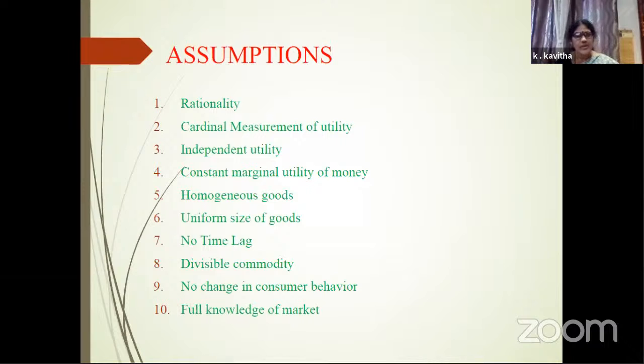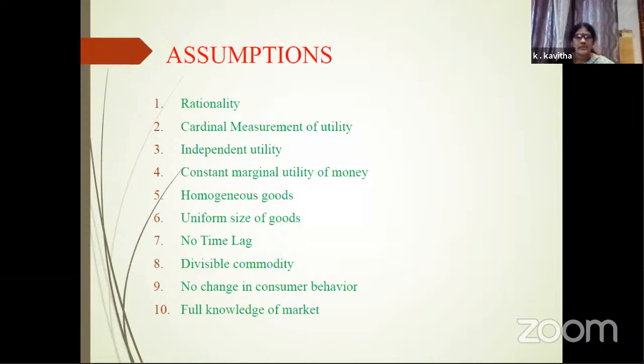That's why, according to Marshall, the compulsory assumptions are that homogeneous goods of uniform size must be there, and there should be no time lag in between. The next one is the divisibility of the commodity. The commodity must be divisible, then only we can prove this theory. Not too big or too large, as we said, a uniform size. So divisibility of the commodity is also one of the important assumptions.